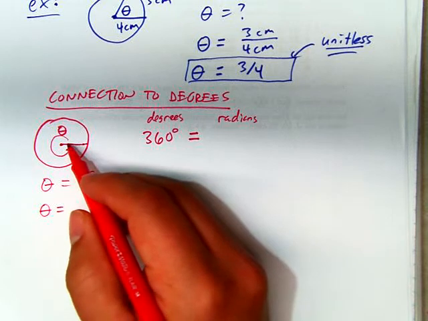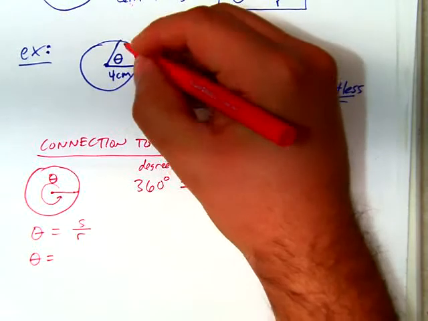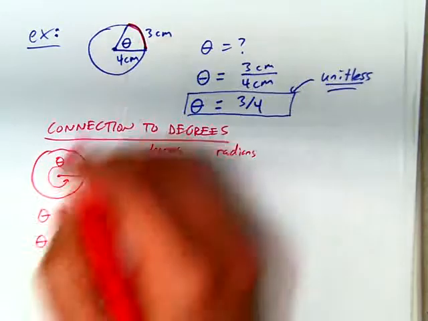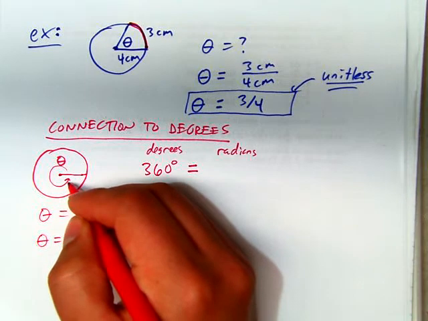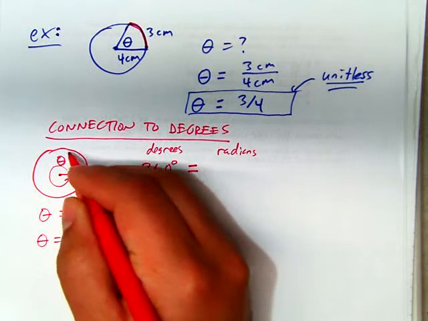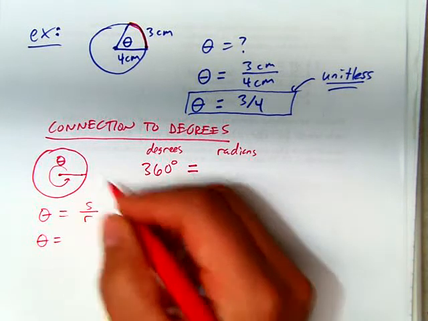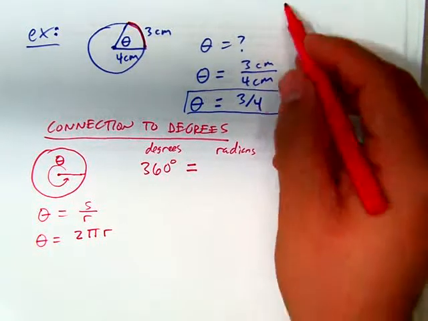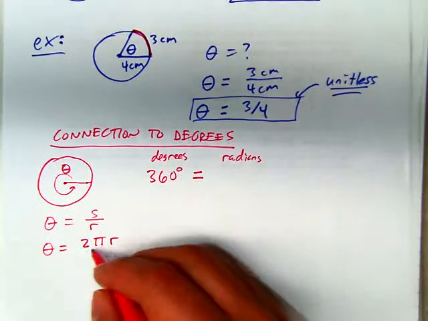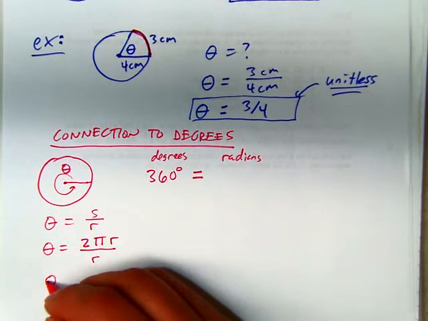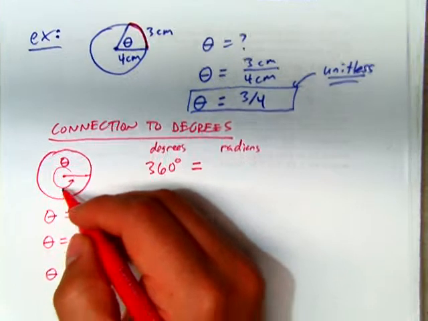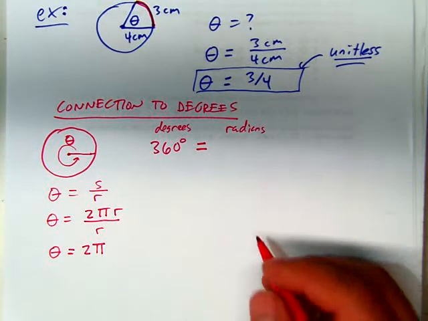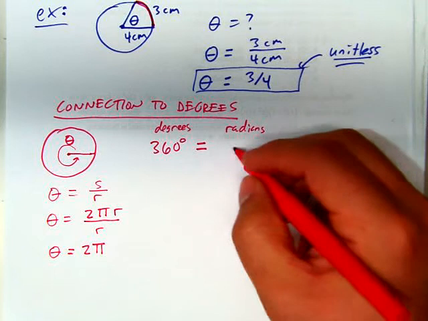Up here it was pretty easy. The arc length that corresponded to this angle was 3 centimeters. Well, if I'm interested in the entire angle that goes around the circle, instead of the arc length, we're actually talking about the circumference of the circle. And now the formula says to divide by R, so we'll also divide by r here. And now we find that 360 degrees, in radian form, is equal to 2 pi radians. So this is your first connection to radians.